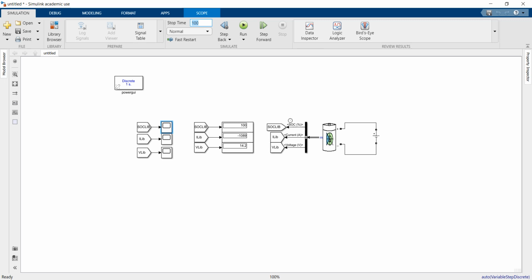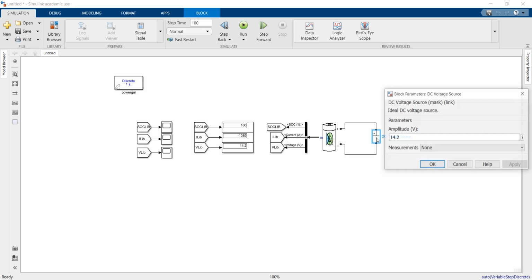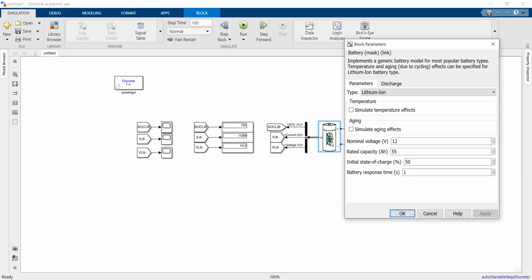Here is our system, which is already built. All these components are found in the library browser in the commonly used blocks, or you can search for them from here. Here we have our DC voltage source, which is used as a supply. The voltage is set at 12.2, and we have our load, which is a battery, with a voltage of 12, rated capacity of 55, and state of charge of 50%.